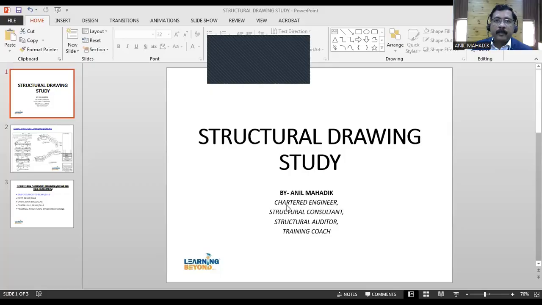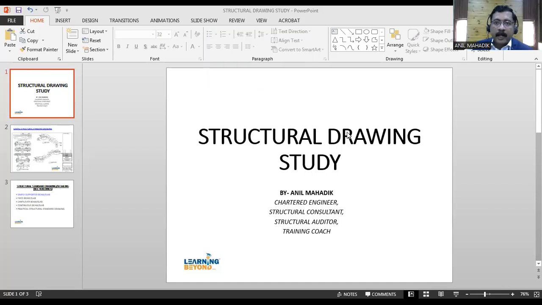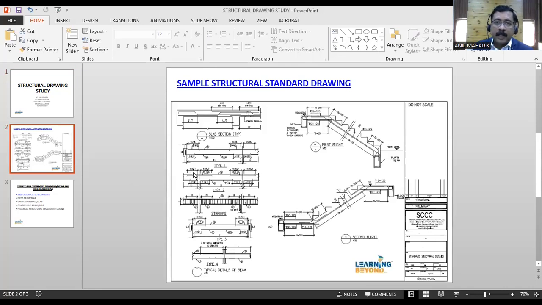And to start with, let me share my screen. Yes. So as I discussed, we will start with the structural drawing study. You might have seen on different projects, structural engineers generally send drawings like this. This is a structural standard drawing. The structural engineer gives the design of footings, design of beams, then design of columns, and they give the drawings accordingly.